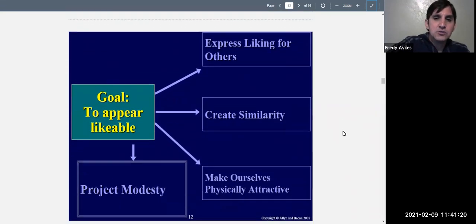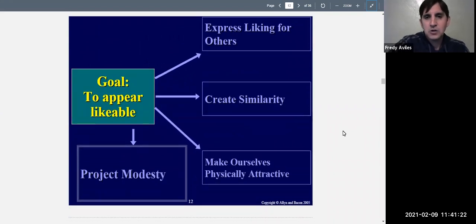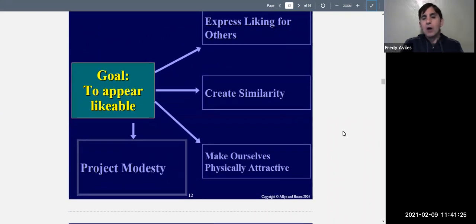And here are the strategies for the first goal, which is to appear likable. So how can we appear likable according to research? This is useful, by the way. If you just want people to like you, you should pay attention to this. One way to get people to like you is just to express liking for others. We'll talk about what that involves, although it should be obvious. Another one is to create similarity. Another one is to make ourselves physically attractive. That's a big one, something that just about everybody does to some extent. Another one is to project modesty. So let me go through these.